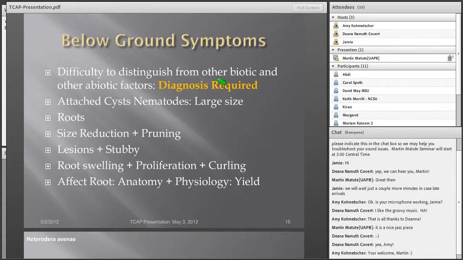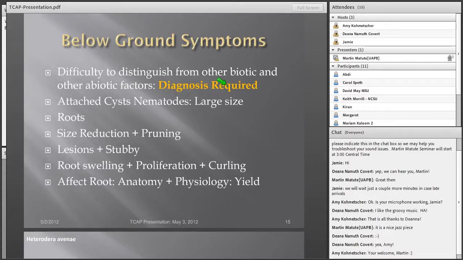But again, with a trained eye, if you took a root system that was infested with cyst nematodes, they are relatively large nematodes that you should be able to see with the naked eye. Other symptoms that you're going to see with the rooting system are reduction in size, pruning, lesions, tubby root swelling or root knot, root proliferation, coiling, and so on.